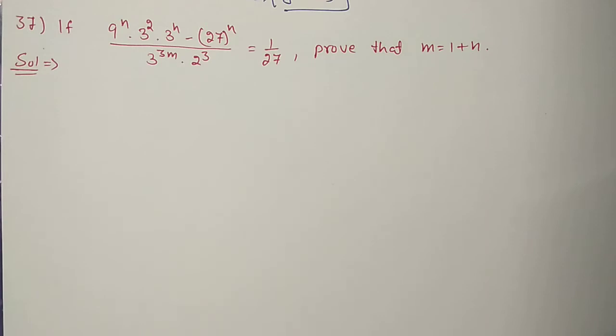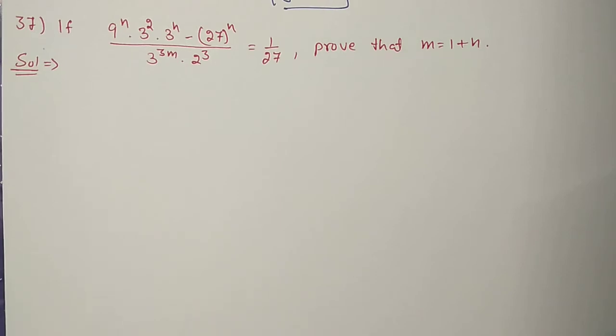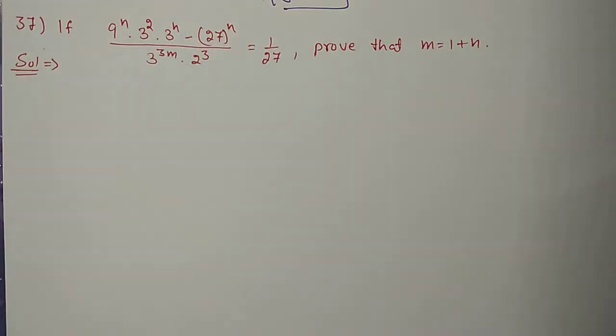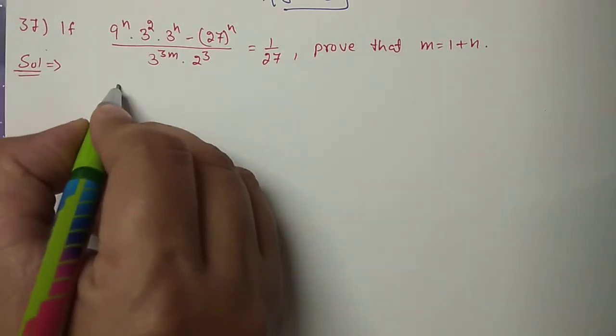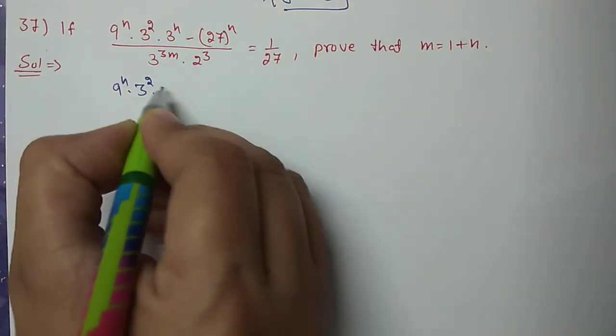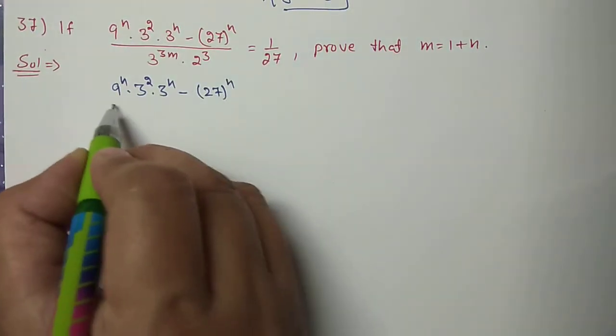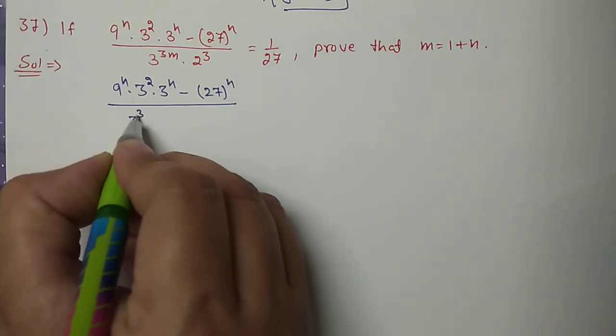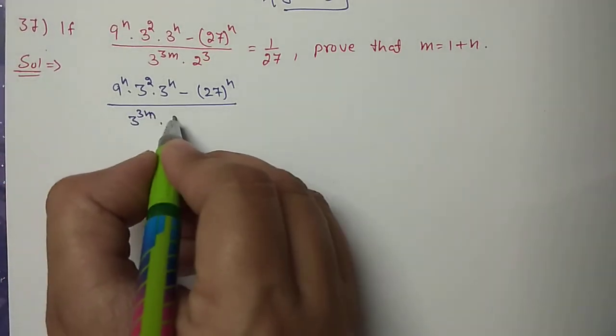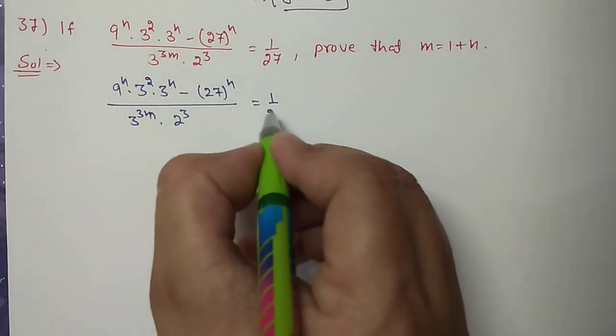Question number 37. If 9 to the power n, 3 to the power 2, 3 to the power n minus 27 to the power n, divided by 3 to the power m into 2 to the power 3 is equal to 1 by 27, prove that m is equal to 1 minus n. So whatever is given, we will start from that. So 9 to the power n, 3 to the power 2, 3 to the power n minus 27 to the power n, divided by 3 to the power 3m, 2 to the power 3, equal to 1 by 27.